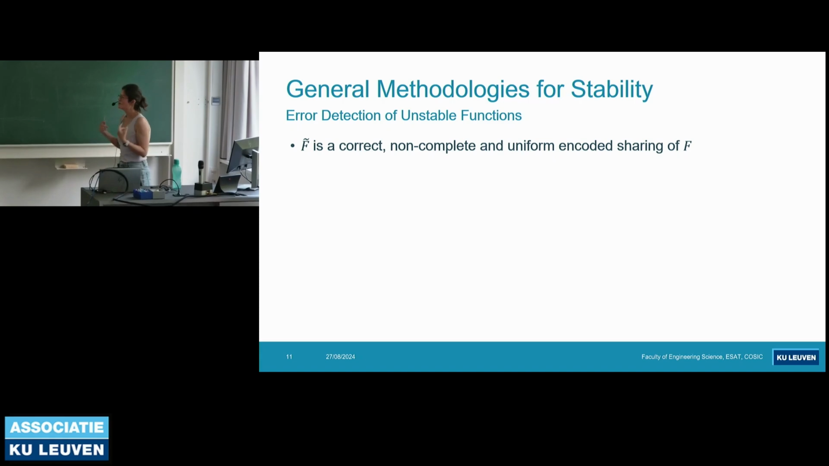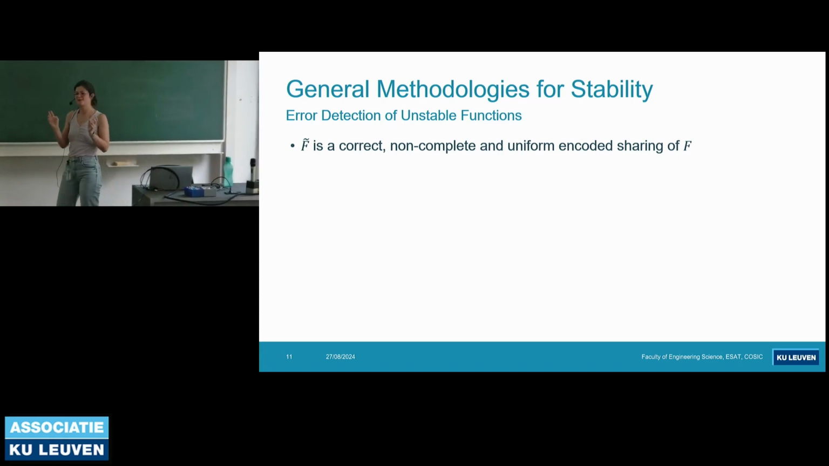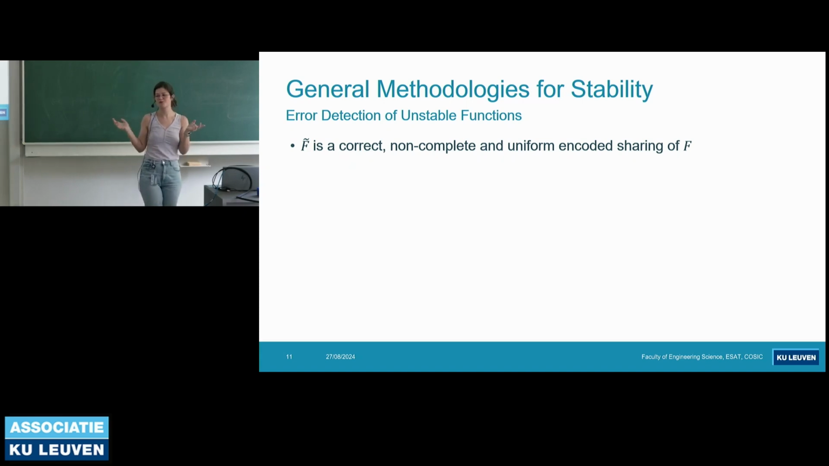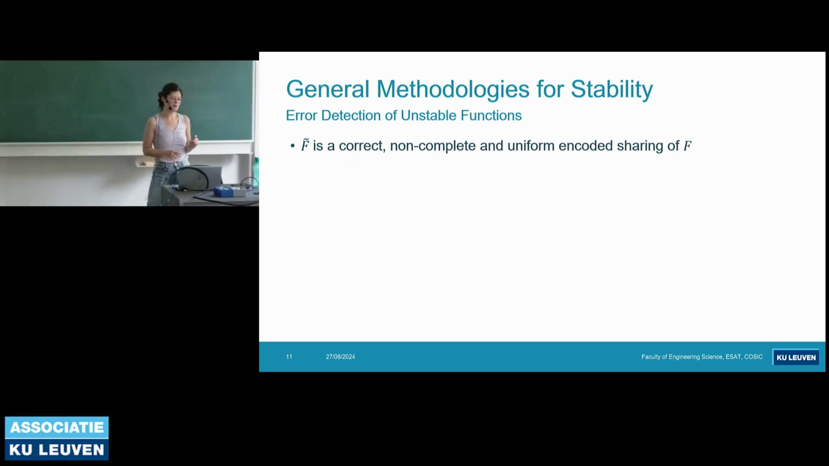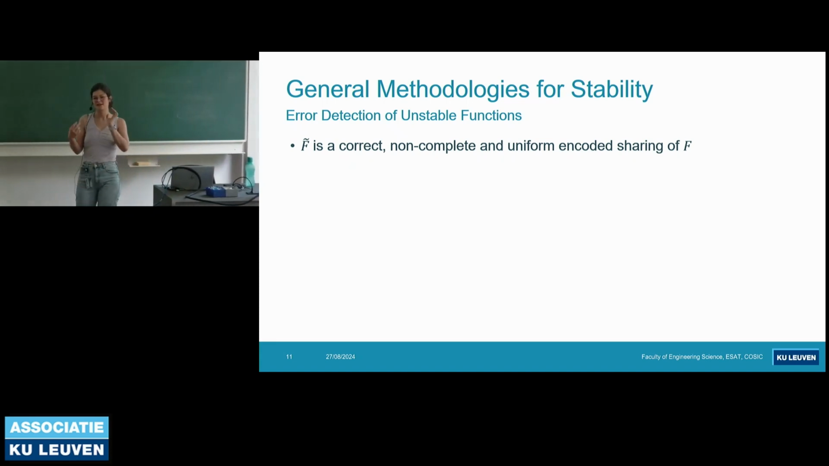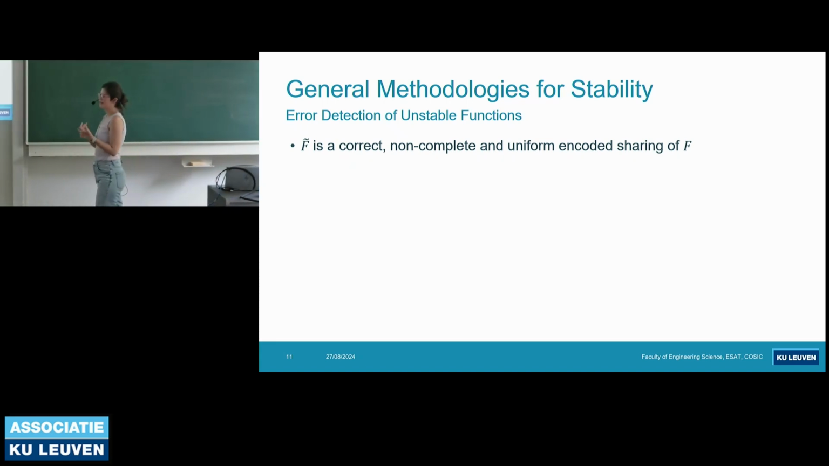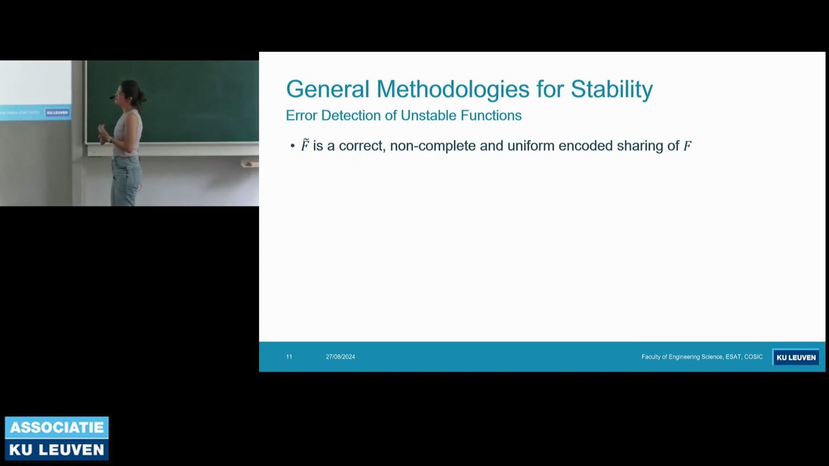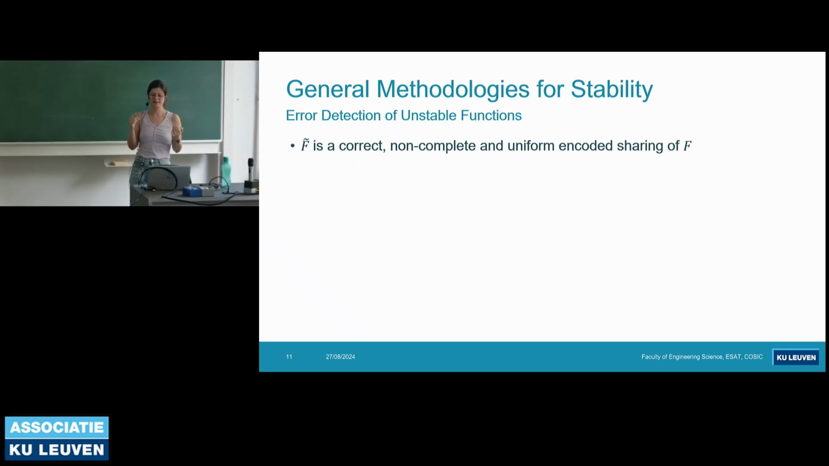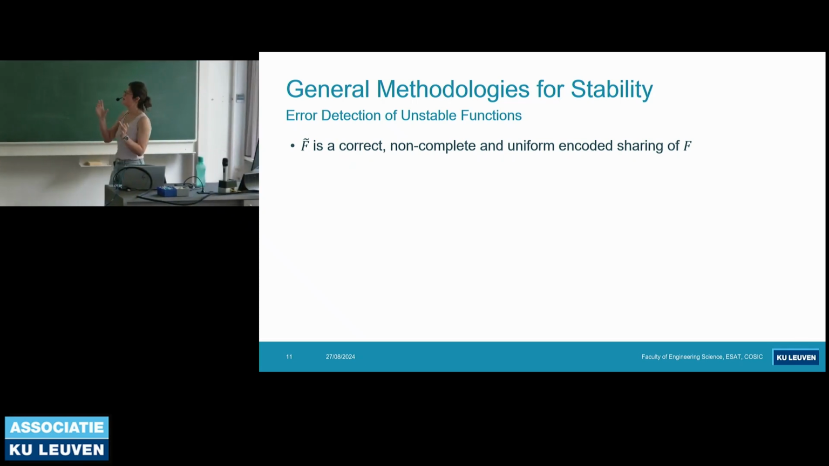Now we saw how to secure XOR and AND gates, but this really doesn't tell us how to secure the full circuit. Here we provide some general methodologies for arbitrary functions to see how we can make them stable. The first method is to use error detection. So we have an encoding, which is correct, non-complete, and uniform. And this is the encoding of the function f.